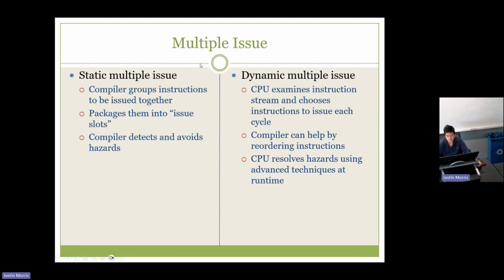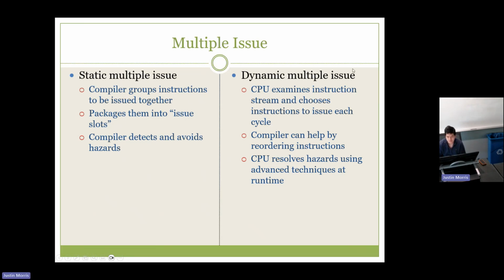All right. The other thing with the multiple issue pipelines is you can do static multiple issue, where the compiler is going to group instructions that can go together and package them into these issue slots. And the compiler is going to detect and avoid hazards. So if it can't find 4 independent instructions that can go into a packet, then maybe it just puts 3, and then the 4th one is a no operation. This is not typically done.